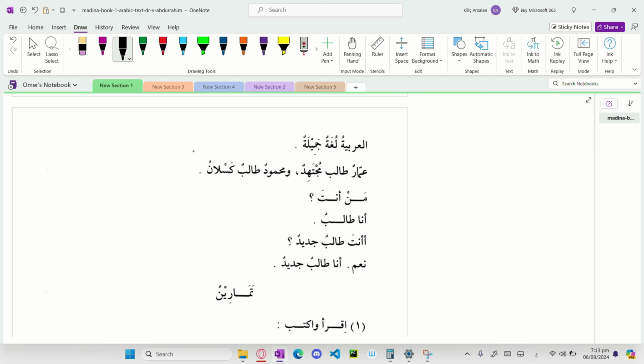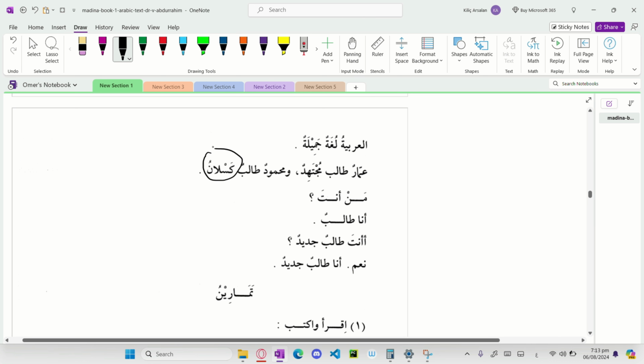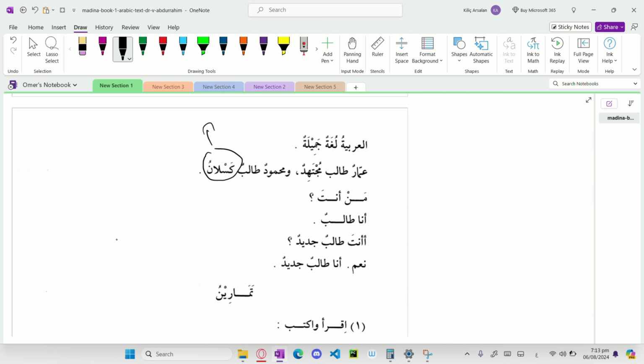So now this is a form of an adjective, and whenever this form comes, it will never have a tanween. Kaslan, ghadban, atshan. Kaslan means lazy. Atshan means thirsty. Ghadban means angry. So whenever the adjective is of this form, it will never take the tanween.